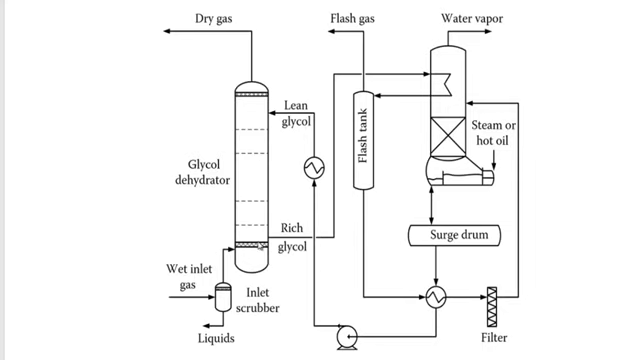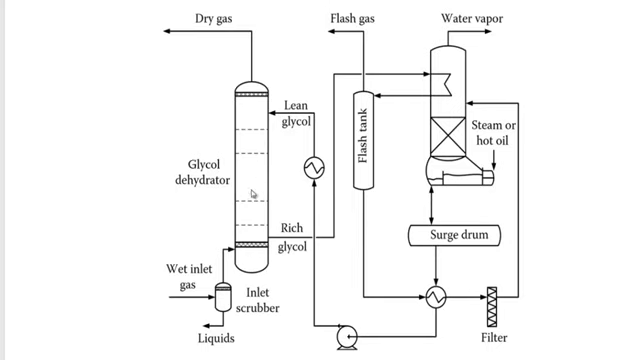All right. Now look at this tower, the glycol dehydrator. First, the wet gas enters the scrubber. Then we feed the gas to the tower from the bottom of the tower upward, and we feed the lean glycol from the top of the tower downward. The lean glycol will contact the wet gas here in this tower.